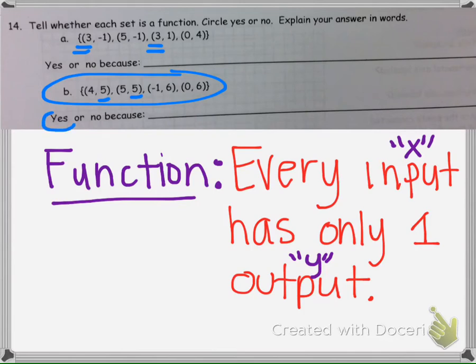So we would put yes, because every x has only one y.